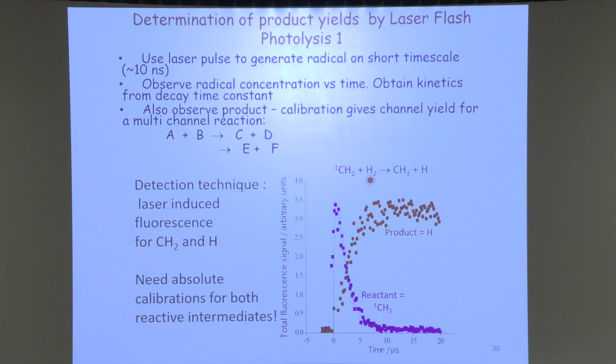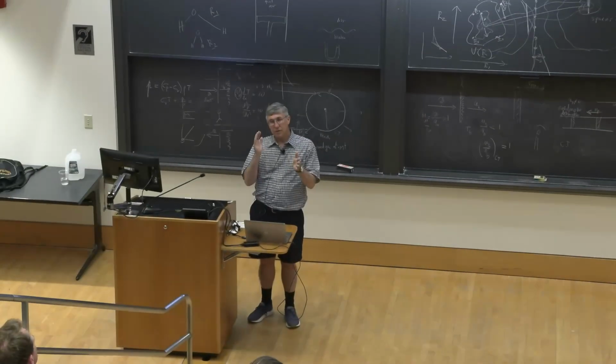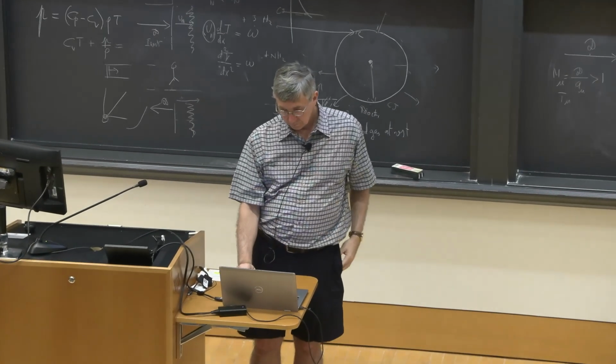And then if you have a hydrogen around, some of the CH2 will react with the hydrogen and make methyl radicals and H atoms instead. And you can do the laser-induced fluorescence of the CH2 and see it going down as the reaction occurs. And you can also use a different kind of fluorescence, atomic resonance fluorescence, for the H atoms, and you can see that signal is rising. And you vary the time between the flash of the photolysis, when you make the radicals, and the flash of the detection.